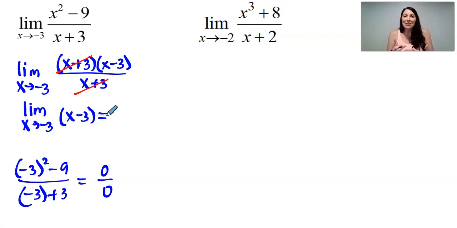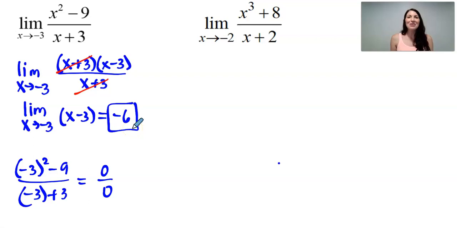We now can use direct substitution and not arrive at the indeterminate form. So plugging in -3, we have -3 minus 3, or -6. Therefore, the limit of this rational function is -6.